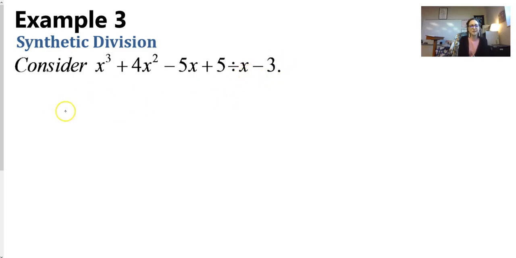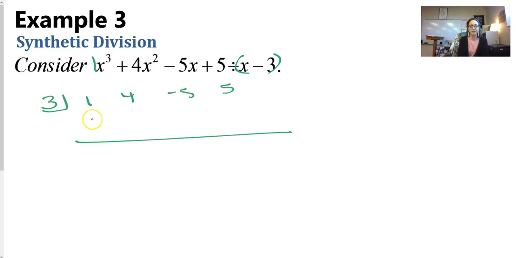So if you'll remember, this is where we create sort of a matrix looking thing. And we take the 0 of the divisor. So if I'm looking at this piece, what x value would make that 0? It's going to be positive 3, okay? Then take just the coefficients of your dividend, filling in any missing terms with 0 still, okay? So it's already in descending order. So my coefficients are 1, 4, negative 5, and 5, right? Notice I had no missing terms.